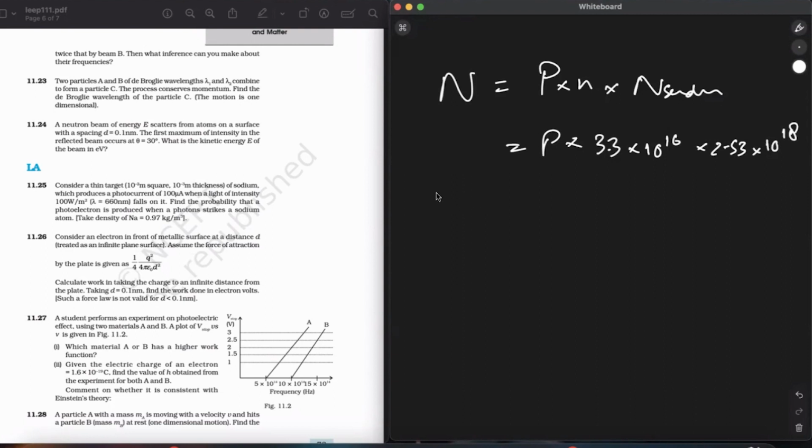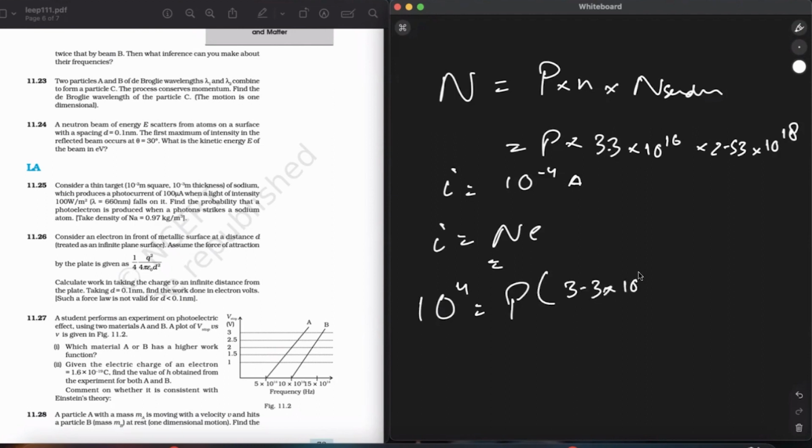So according to the question, we have been given that I is equal to what? 10 to the power of minus 4 ampere. And I is equal to nE. So 10 to the power of minus 4 is equal to probability P times the current, 3.3 into 10 to the power of 16 into 2.53 into 10 to the power of 18 into 1.6 into 10 to the power of minus 19.